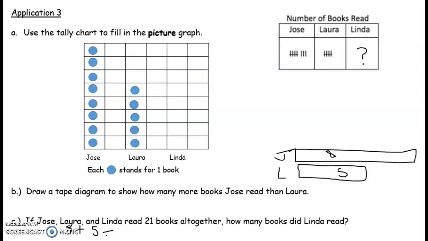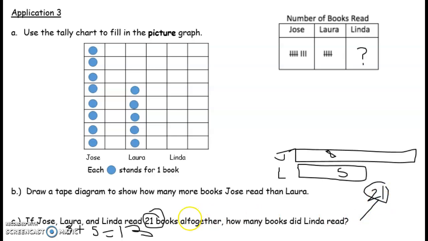So Jose and Laura read 8 plus 5. We know that 8 plus 5 more is what? That's right, it's 13. So now that we have 13 books for Laura and Jose, we need to find out how many books Linda read. So if they read 21 books altogether, we know that this is the total. So let's create a tape diagram. Not a tape diagram, I'm sorry. We're going to create a number bond with these two numbers. We know that 21 is our total.